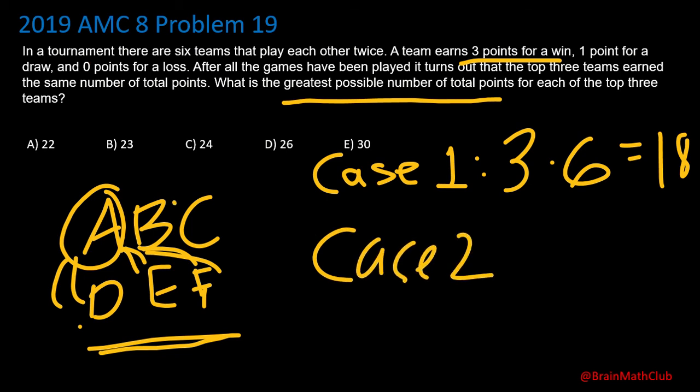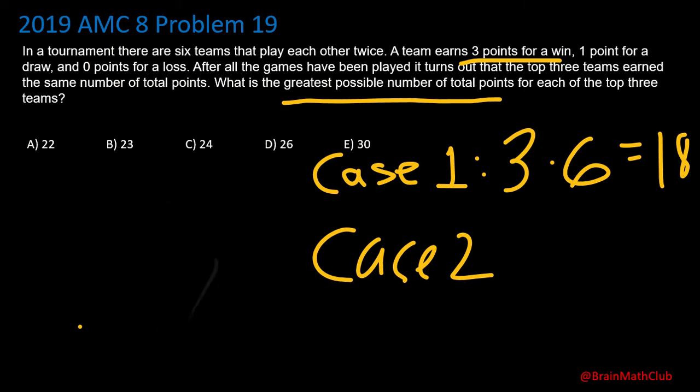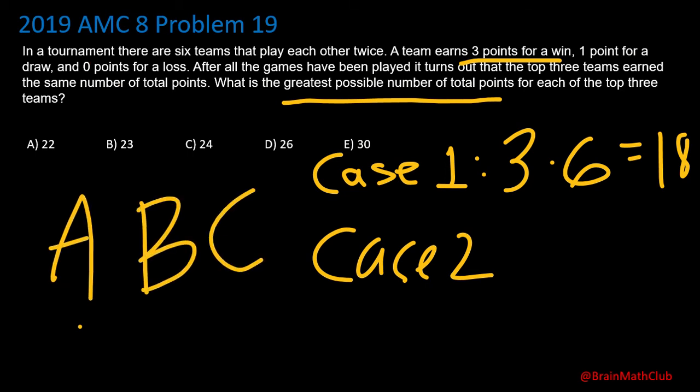How many points does A earn with B and C? For case 2, I'm basically going to erase this diagram and make a diagram with just A, B, and C, because now we don't really care about D, E, F. And one more thing: you might be thinking, why am I only taking A? Why am I not taking B or C?